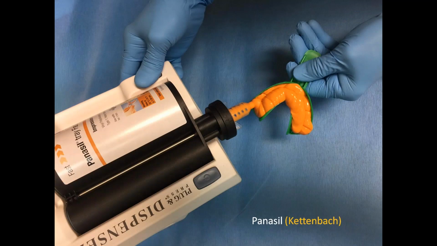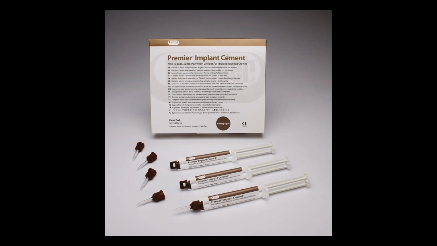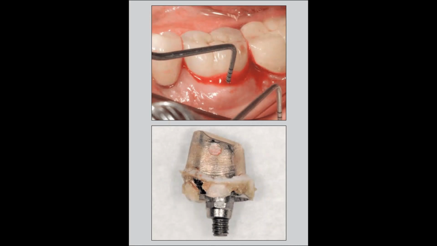And using our Panasil impression material, we took a full arch impression, and our laboratory fabricated our FP3 restoration. When cementing these restorations, I like to use temporary cement so that if I need to retrieve them, I may. The other important thing to keep in mind is when you are using cement restorations on implants, you don't want to fill or overfill these with cement. We want to just have a thin layer.